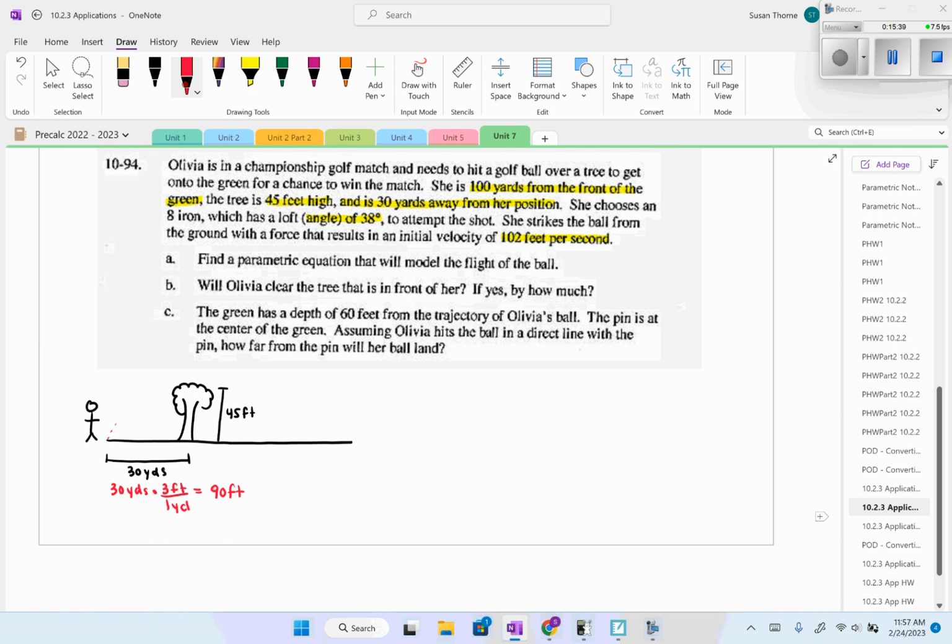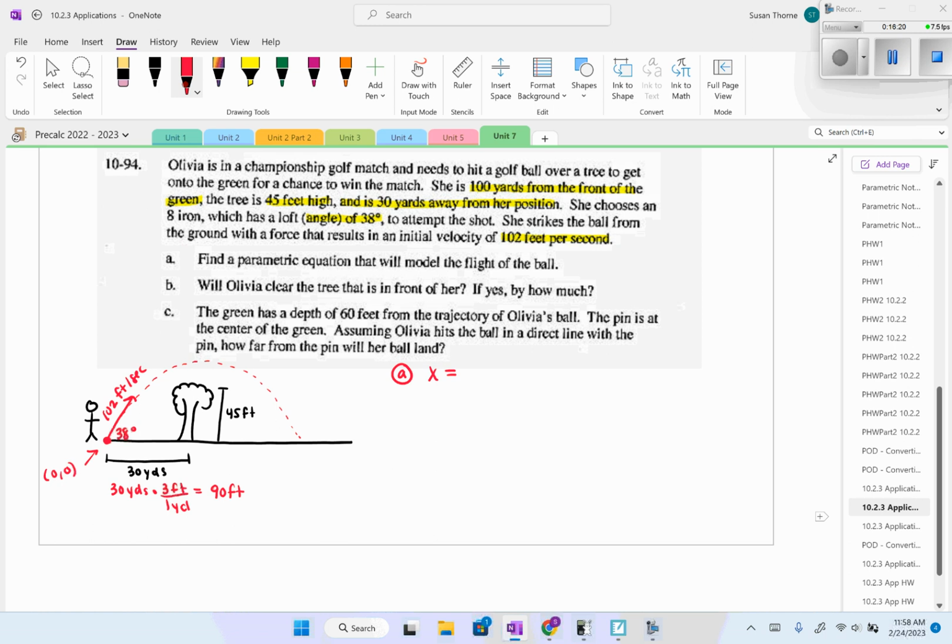And so we're hitting the ball. We want to see, are we going to clear the tree? And we know that we hit the ball with a velocity of 102 feet per second with a loft angle of 38 degrees. So for our first part, we're writing the equation. So our x equation is for the horizontal distance. So remember, for the horizontal distance, we're assuming that we're not on top of a platform and haven't moved right or left at all. So we're assuming we're using the origin. So this would be at 0, 0.